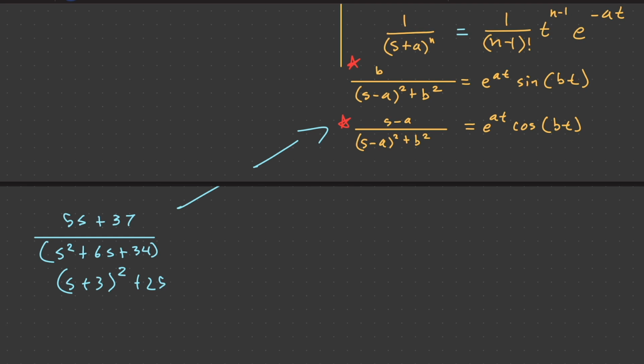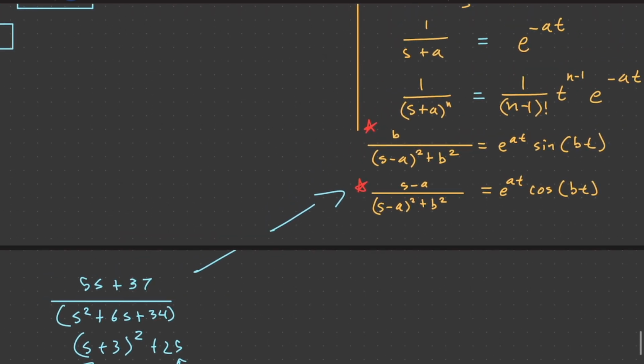So as we can see, a would be equal to -3, right? And b would be equal to 5. So we can grasp that. So this is going to be important. We want to make the top. So I think I'm going to split these up. I think I'm going to split it up into 5s, right? Over its bottom plus 37 over its bottom.